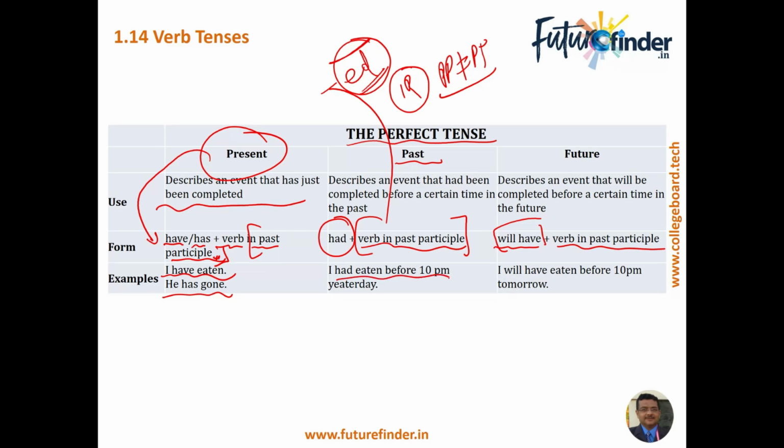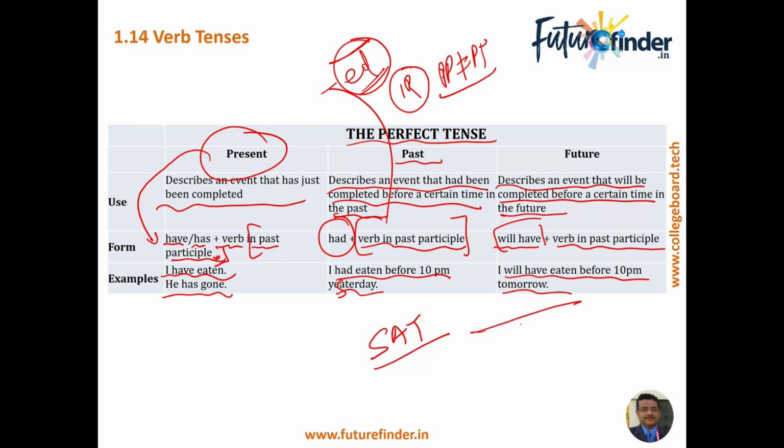I had eaten before 10 p.m. yesterday. I had eaten before 10 p.m. yesterday describes an event that had been completed before a certain time in the past, and the future perfect describes an event that will be completed before a certain time in the future. I will have eaten before 10 p.m. tomorrow. Right? So simple. Now, how does it look on the SAT? On the SAT, we will have to understand the meaning of a sentence and try to find out where and how this sentence was spoken, in which tense. We'll take some examples when we do the agreement part.